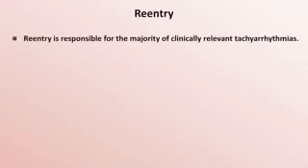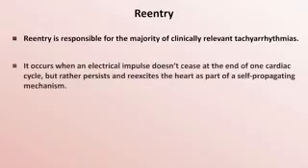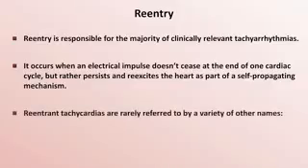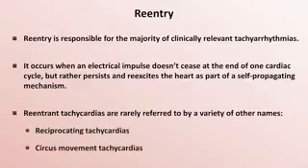Reentry is responsible for the majority of clinically relevant tachyarrhythmias. It occurs when an electrical impulse doesn't cease at the end of one cardiac cycle, but rather persists and re-excites the heart as part of a self-propagating mechanism. Reentrant tachycardias are rarely referred to by a variety of other names, including but not limited to reciprocating tachycardias and circus movement tachycardias. For the most part, these alternative terms are archaic and fell from popularity several decades ago.